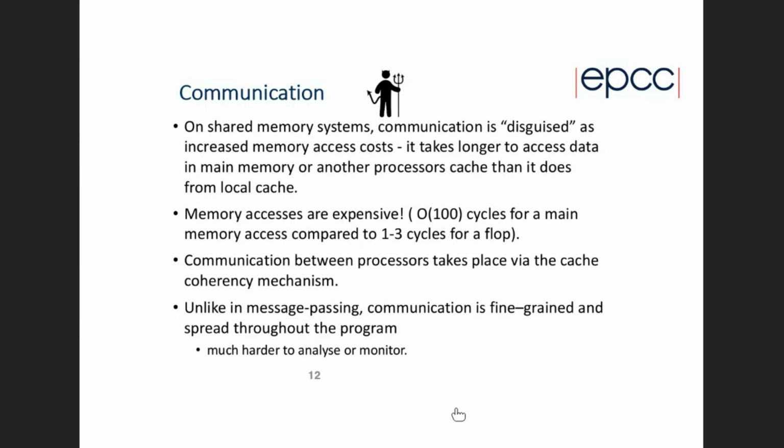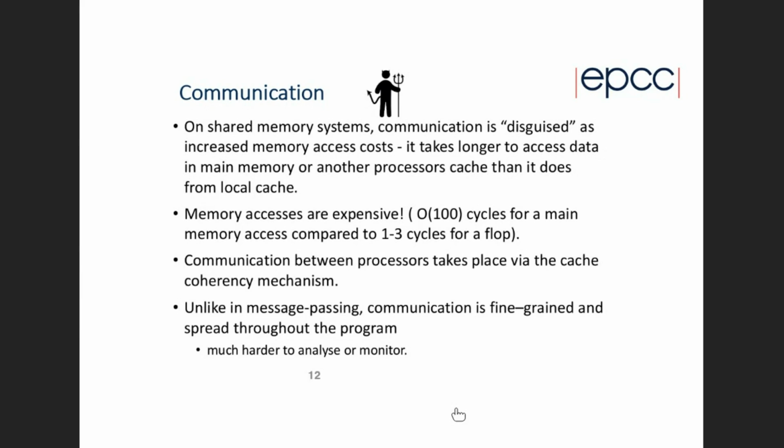And the communication between processors takes place via the cache coherency mechanism, which I'll say a little bit more about in a minute. So unlike in message passing codes, the communication is very fine-grained and it's spread throughout the program in a way that's not obvious. So it's much harder to analyze or monitor.